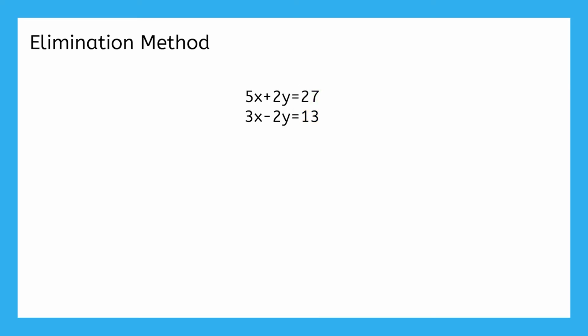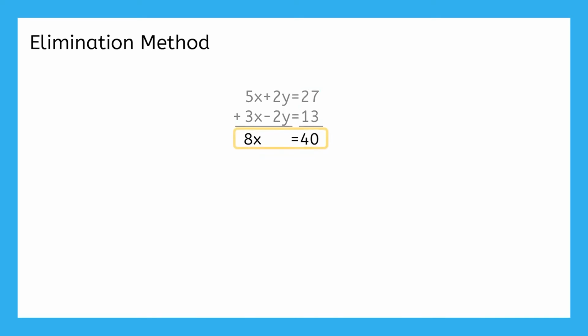Let's add up what's on the left side of our equations first. 5x and 3x add together to equal 8x. 2y and negative 2y add to equal 0? Nothing. 0. They cancel each other out. Let's bring down the equal sign and then add our constants together. 27 and 13 add to equal 40.